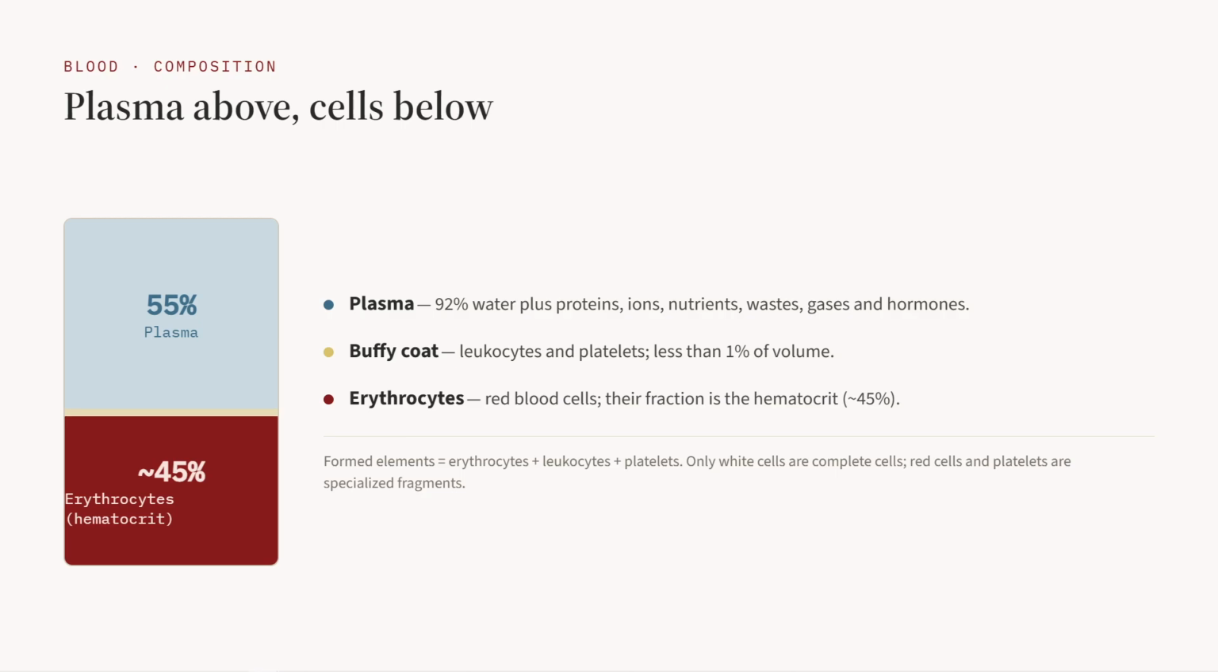One thing worth flagging now: only the white cells are complete cells. Red blood cells and platelets are really specialized fragments, and that shapes everything they can and can't do.